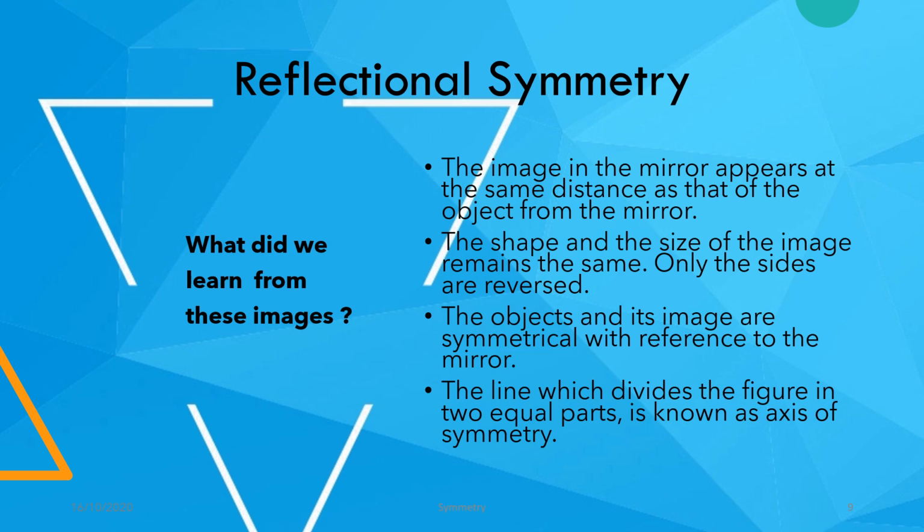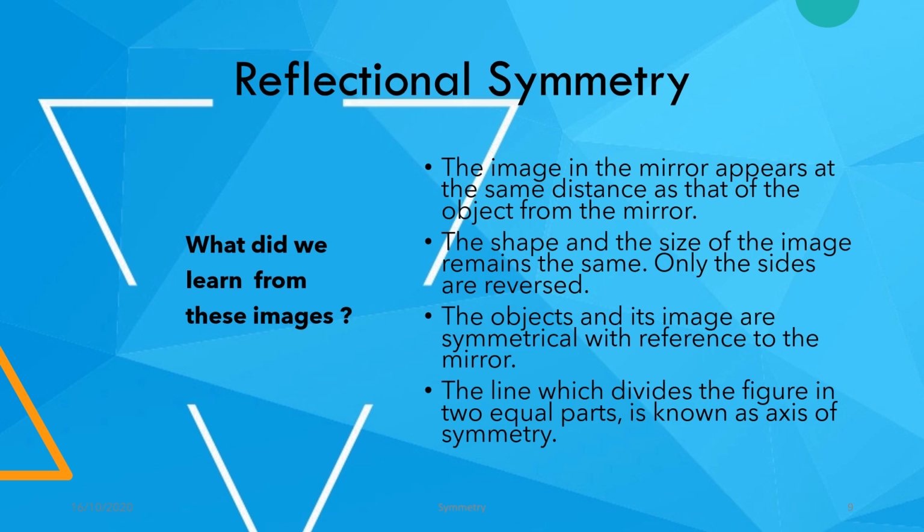Now what did we learn from these examples that we had in the previous slides? The image in the mirror appears at the same distance from the mirror as the object. The distance, as I said, whatever you're standing at is the same in the mirror. The shape and size of the image remains the same. There is no difference. Whatever height and weight you have, the same is shown in the mirror.